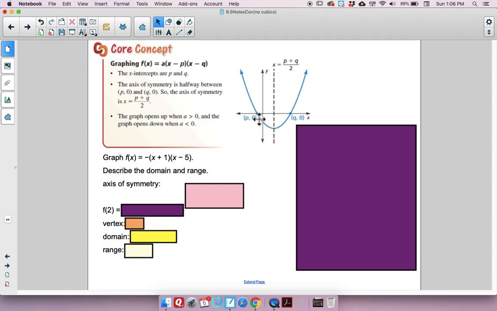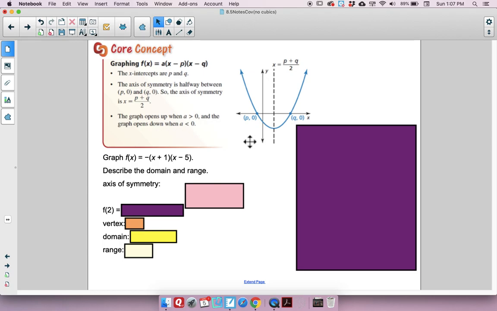Because remember, these y values are the same. So this distance from the axis of symmetry has to be the same as this distance, okay? So halfway between those would be the mean of them, in other words, the average, p plus q over 2. So our axis of symmetry would be whatever that x coordinate is. We know the y coordinate's 0, right? So it's this vertical line, p plus q over 2. And the graph opens up when a is greater than 0, and it opens down when a is less than 0. Okay, nothing new with that.